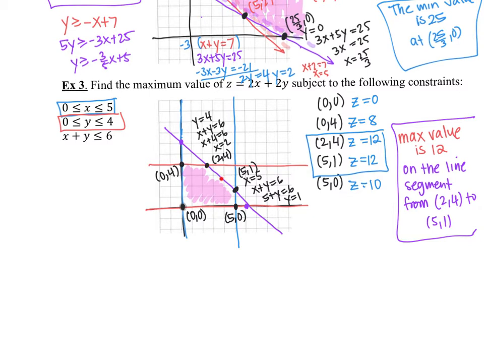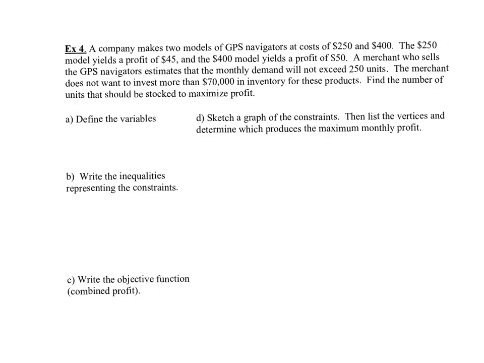Okay, this occurs occasionally. It actually occurs when the line you're trying to optimize is parallel to one of the lines that is a boundary of your region. Okay, now we're going to do a word problem. I might show you 2, I haven't decided, but in class we're just going to do 1.